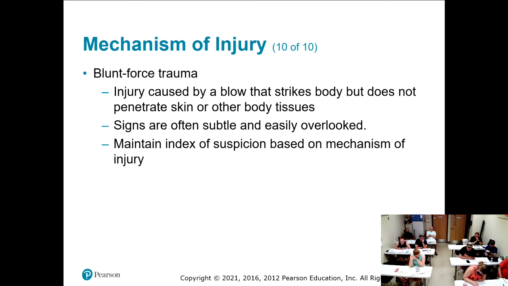Blunt force trauma. Injury caused by a blow that strikes the body but does not penetrate the skin. Signs can often be very subtle and easily overlooked. Your index of suspicion for internal damage with blunt force should be very high. Why is that? Even though you might not find any injuries, why do you still think you should have a high suspicion? There could be internal bleeding.